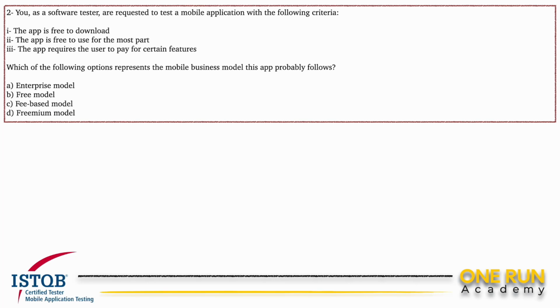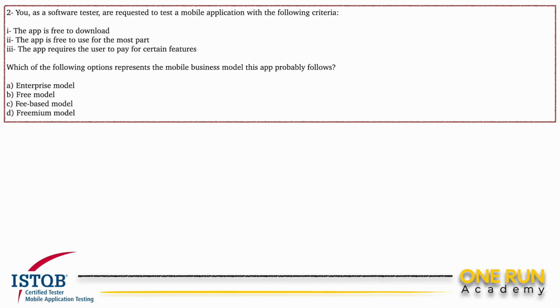And the available options to choose from are A. Enterprise model. B. Free model. C. Fee-based model. D. Freemium model. All right. So this question challenges our understanding of the mobile business models. Let's see what are the characteristics of this mobile app.